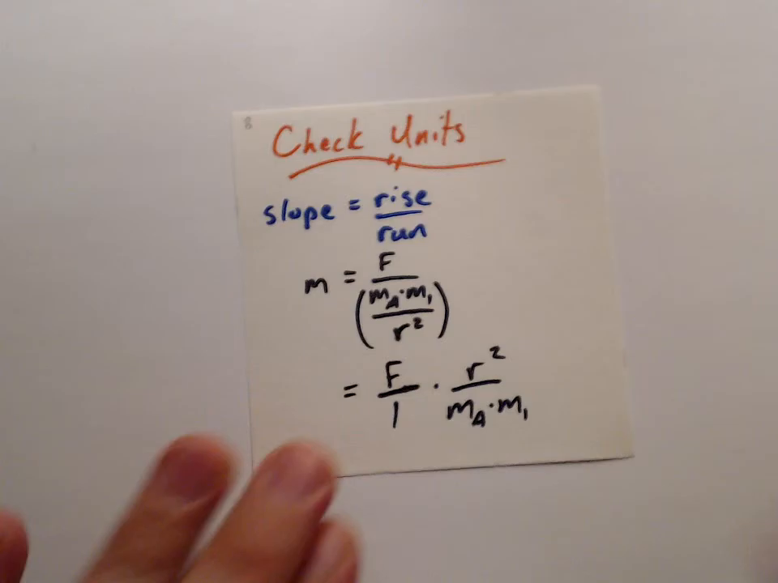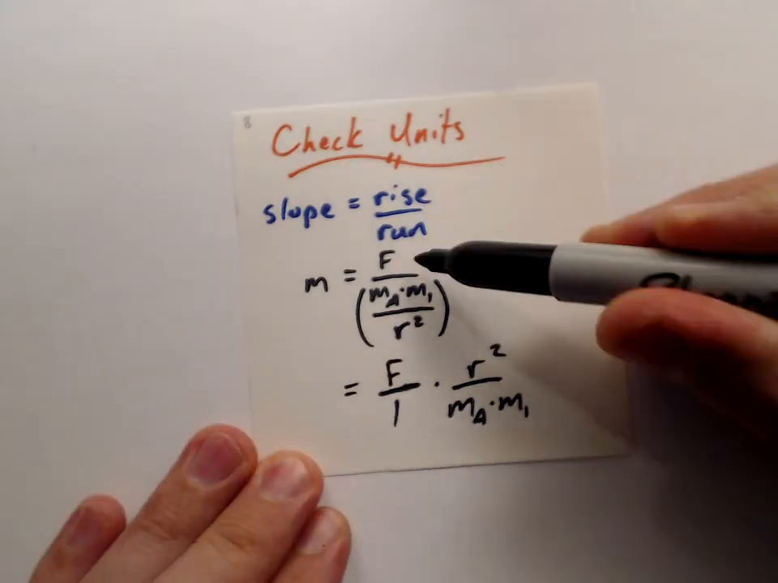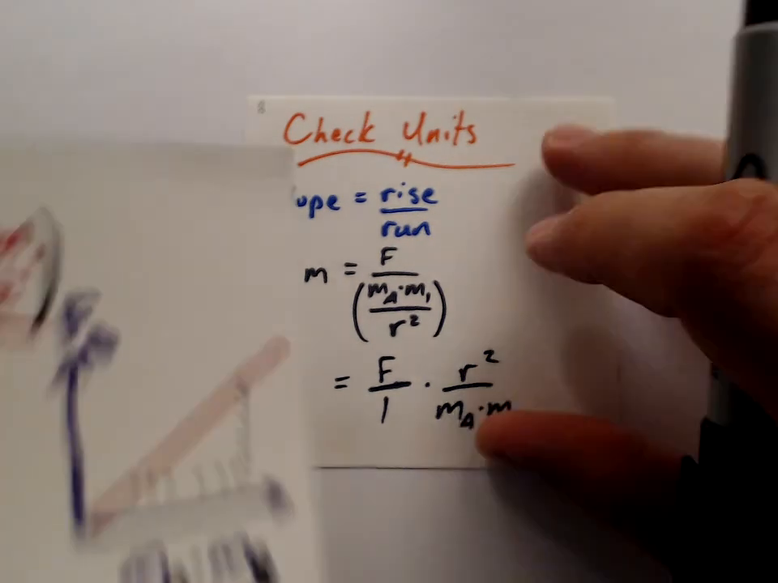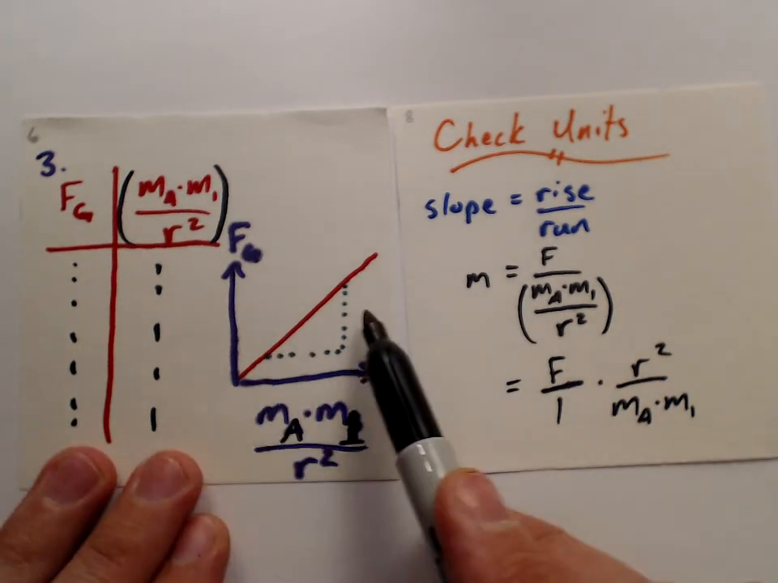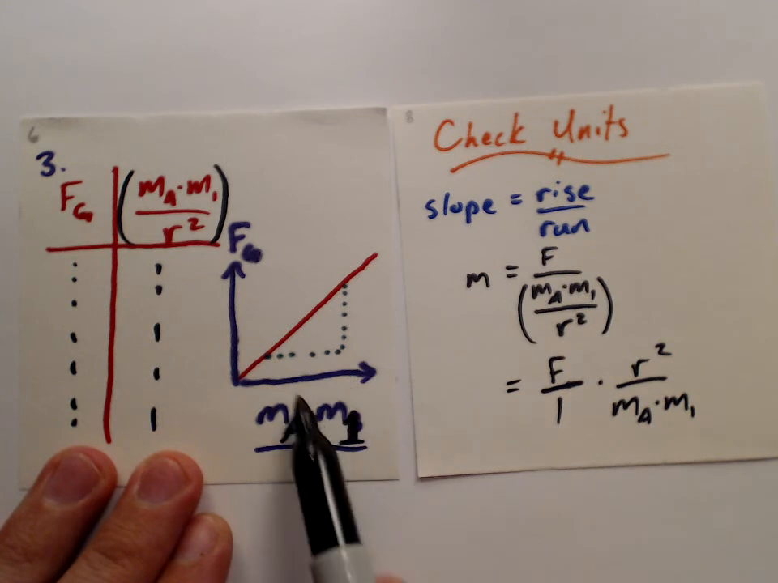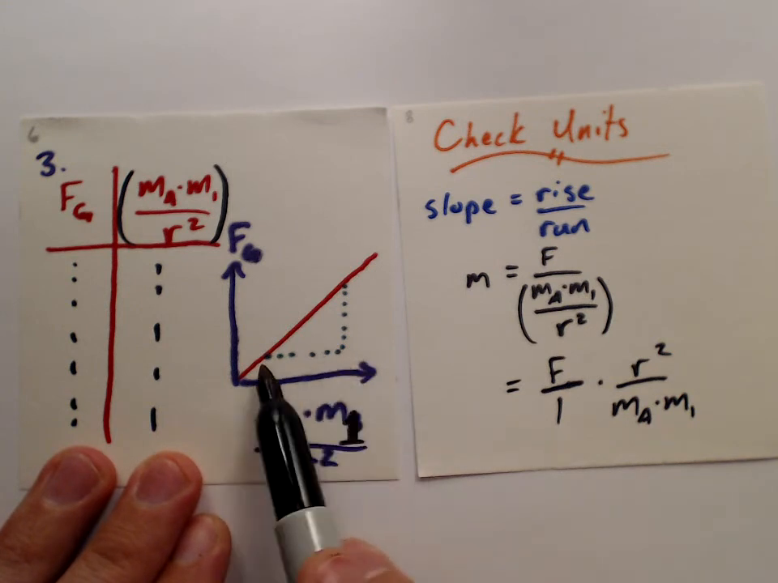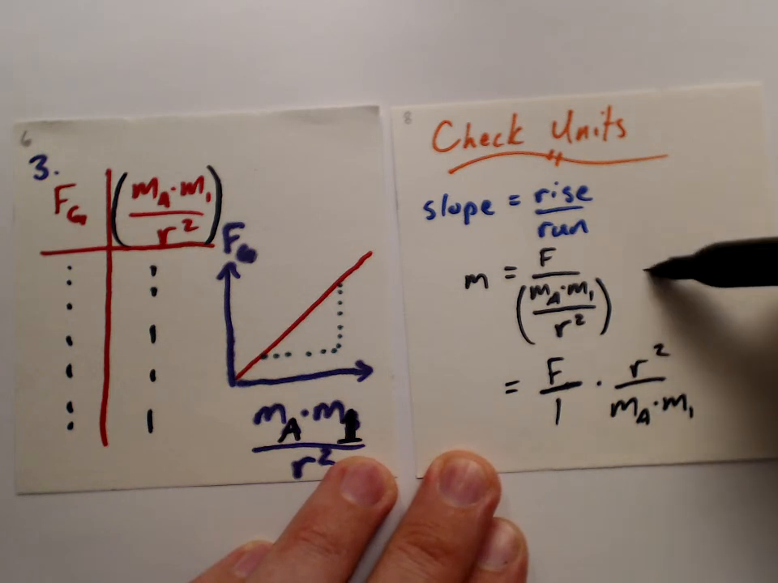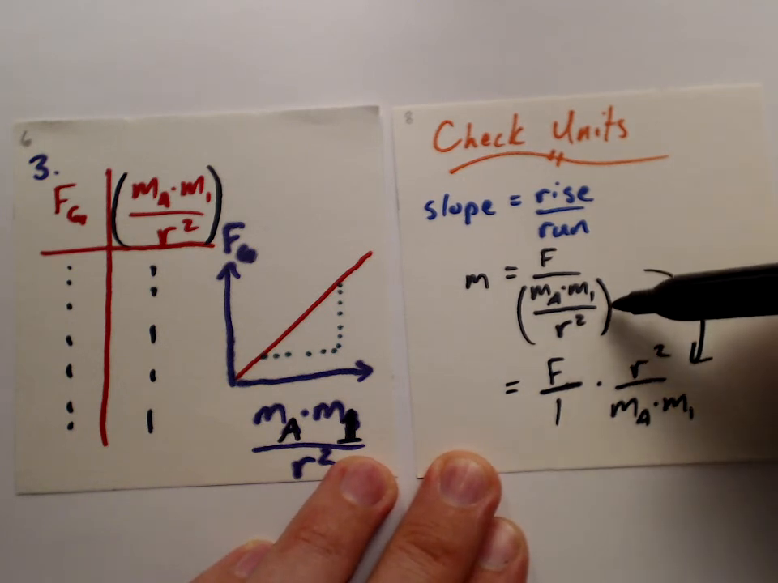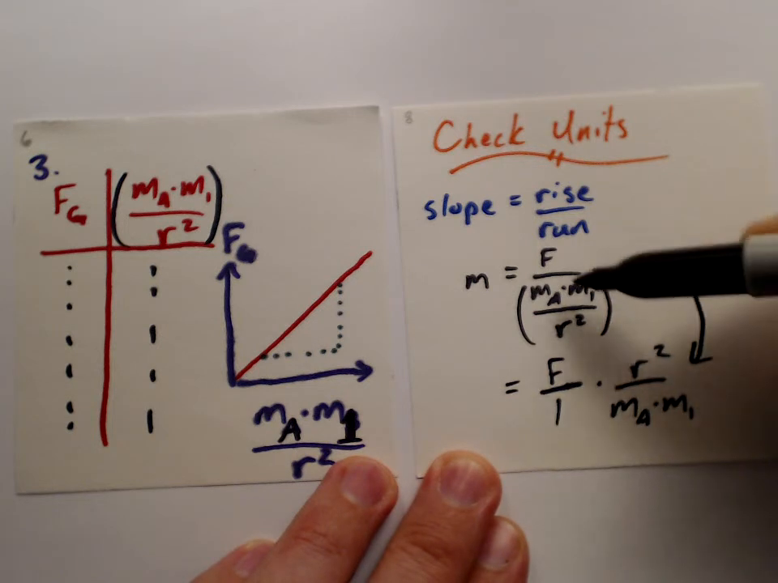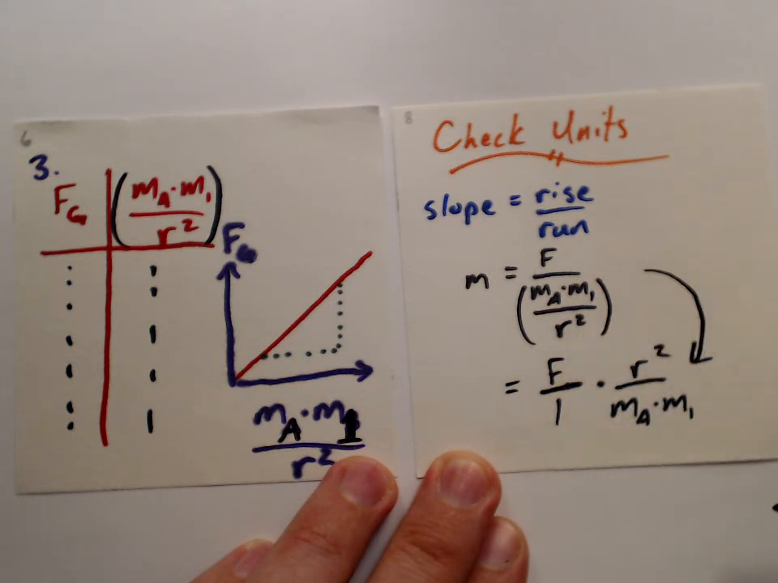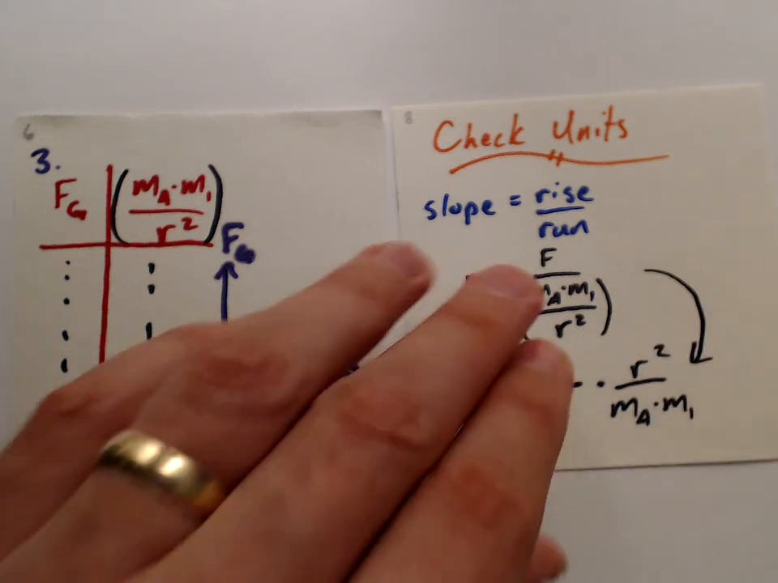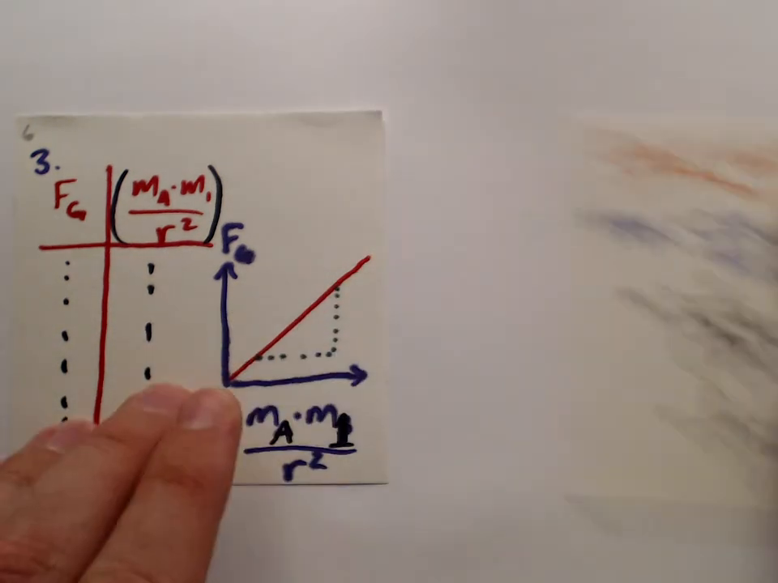I want to make sure that we check the units though. Rise over run, for that graph that we were just looking at, would be, make sure that we get this right, rise would be the force values. The run would be mass A times mass 1 divided by r squared. So if I start simplifying this, and I'll show you what I did going from this line down to this line, I've got a denominator here that's a fraction, so I invert it and multiply. So it would be force over 1 times r squared, see that's the denominator in my fraction, divided by mass A times mass 1.